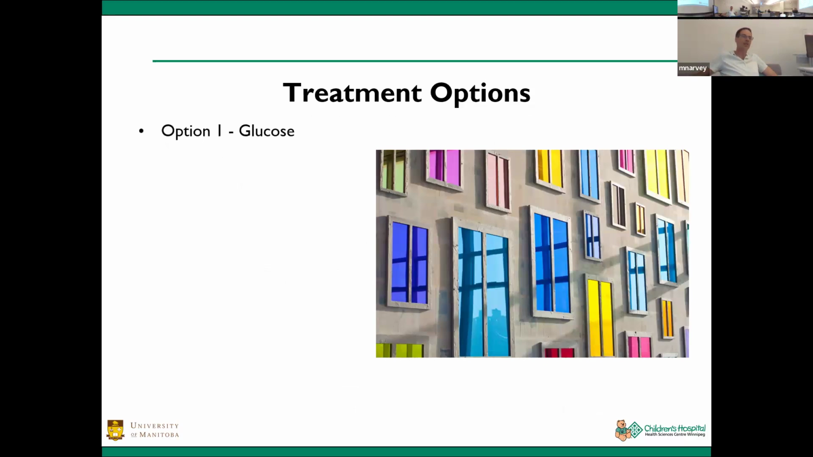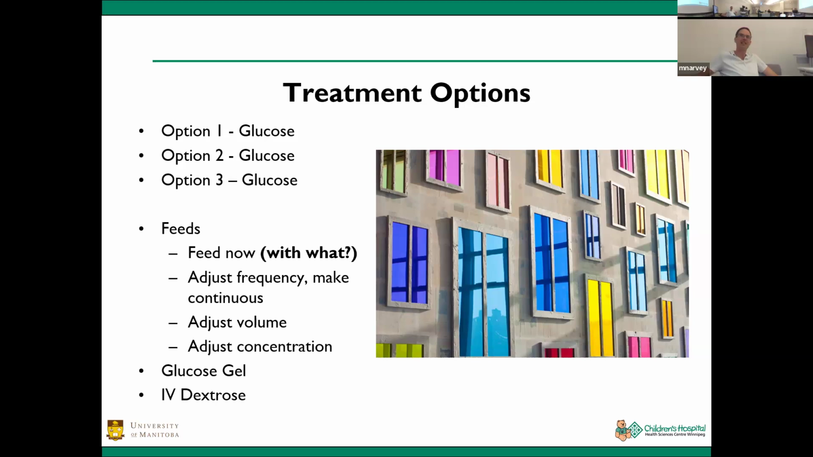So options, these are just reminders. If you have a hypoglycemic infant, the first thing you need to do is give them glucose. What's the second thing? Glucose. And third, glucose. So never forget, that's the first thing to address. Feeding, we can do all sorts of fancy things with our feeds, and we can give them more volume, we can stretch the volume out, make it continuous, we can change the concentration and add things to it, make it hypercaloric. There's glucose gel, there's IV dextrose.